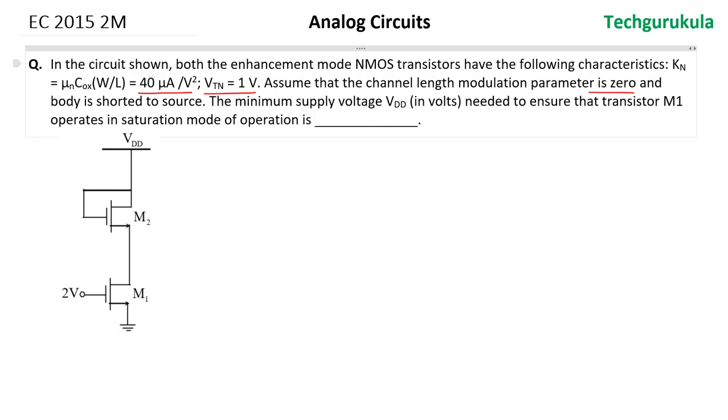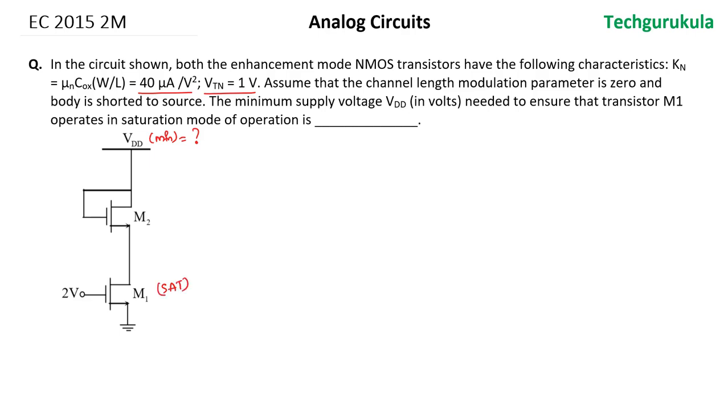The minimum supply voltage needed to ensure that transistor M1 operates in saturation mode of operation is dash. So the minimum supply voltage VDD minimum needed to ensure that transistor M1 operates in saturation region. Now let's see here, if M1 operates in saturation region, let's say it takes some current to flow through it, then the same current should be flowing through M2.